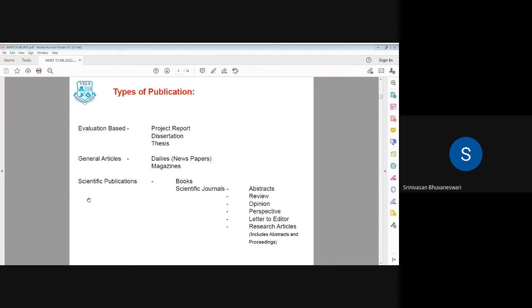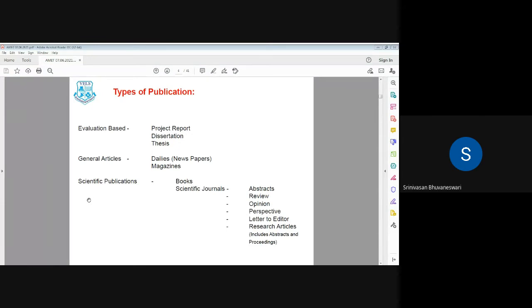For general articles, you might have seen many scientific reports available in even Dinamalar or The Hindu, Times of India, everything. So scientific articles come there as general articles in dailies as well as in magazines. However, over there, the people are giving their own ideas. So most probably, I cannot rely on that 100% because the reporters are making their own opinion on these sorts of publications. Coming to a typical scientific publication, it can be classified into books and scientific journals.